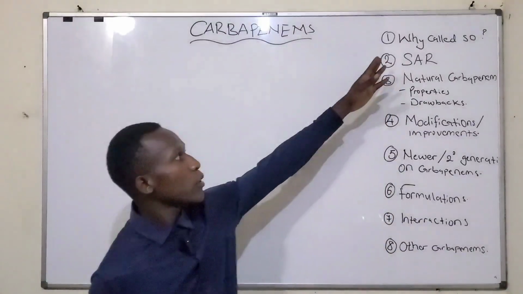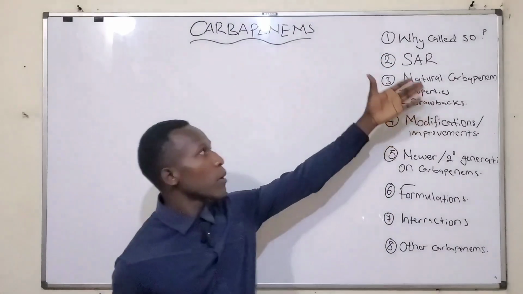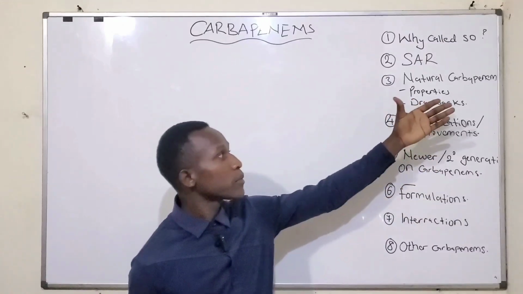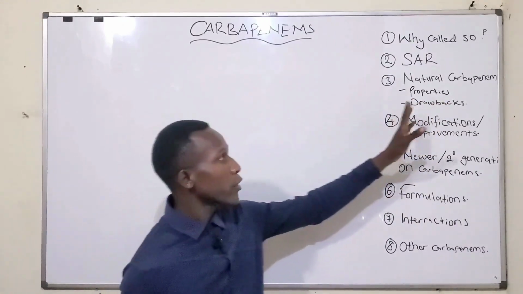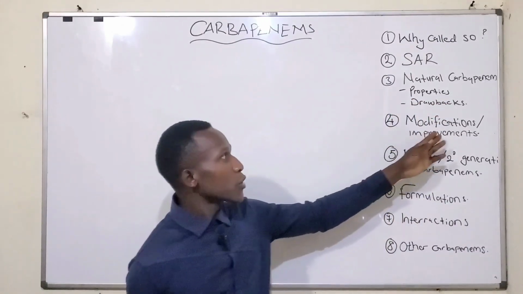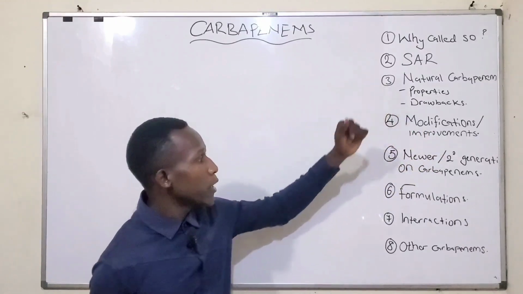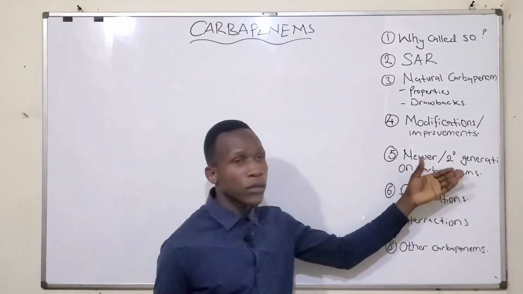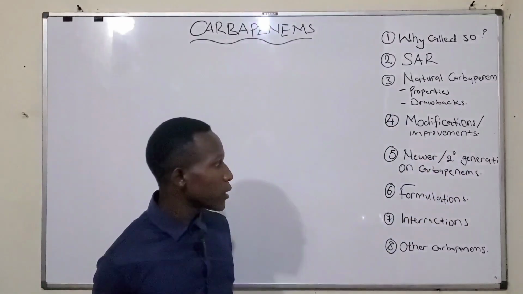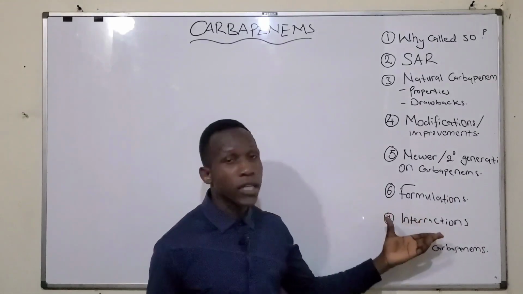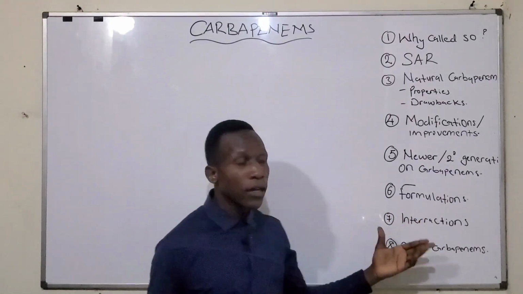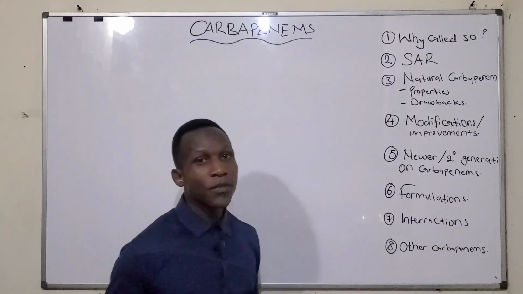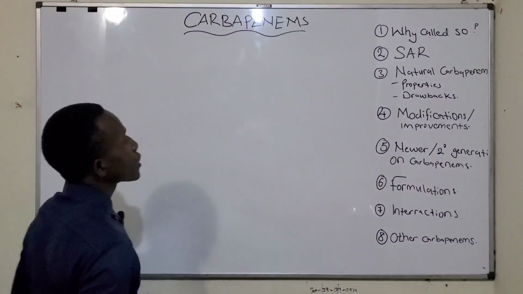Here is the layout of what we are going to discuss. We want to know why they are called carbapenems. We talk about the SAR, nitrocarbapenems, their properties, and drawbacks. The modifications which were made to improve the natural carbapenem. We talk about the new or the second generation carbapenems. Formulations, the interactions, and other carbapenems. So let's begin. Why are they called carbapenem?